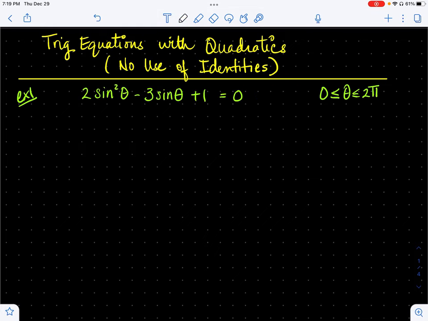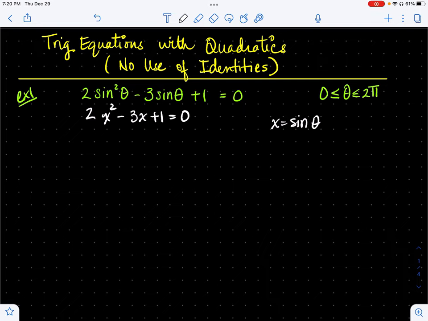So here's how we want to tackle this. The first thing you want to do to make it easier on yourself is to replace sine theta with x. So it starts looking like quadratics. Plus 1 equals 0. And if you'll notice, the equation is very much like a quadratic.